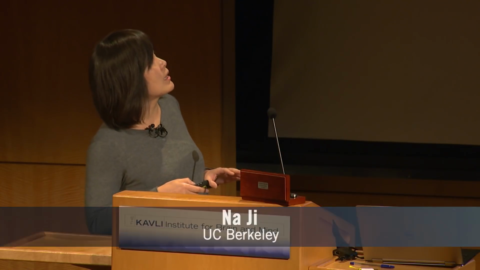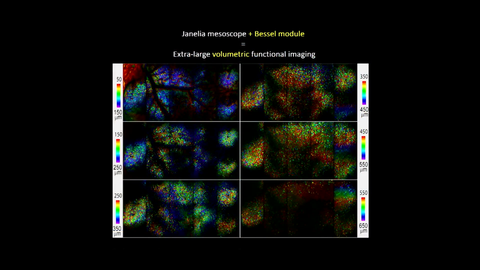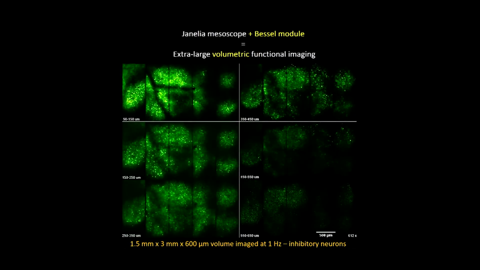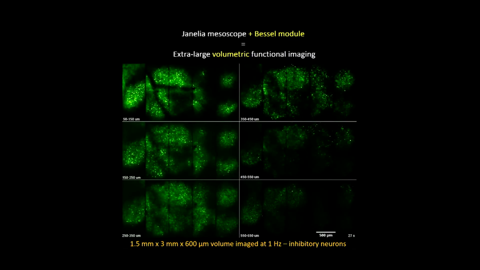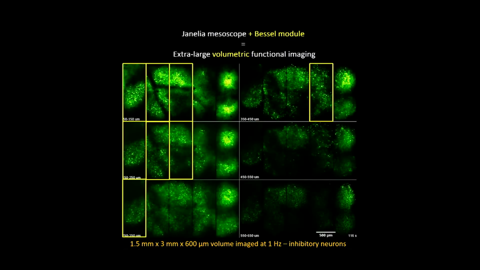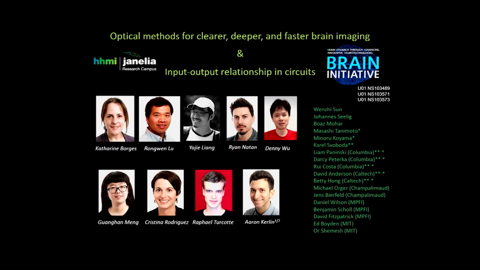The very last example I want to show is when we look at not just single neurons, but also cell bodies in a circuit. So here we are looking at an extra large volume. Those are the inhibitory neurons from the first 650 micron thick in the mouse brain. And we can image this whole volume, 1.3 millimeter by 3 millimeter by 600 micron volume of inhibitory neuron activity at 1 hertz. We're still doing data analysis, but just a subset of data gives us about 1,700 neurons of activity information. So I just want to quickly summarize.